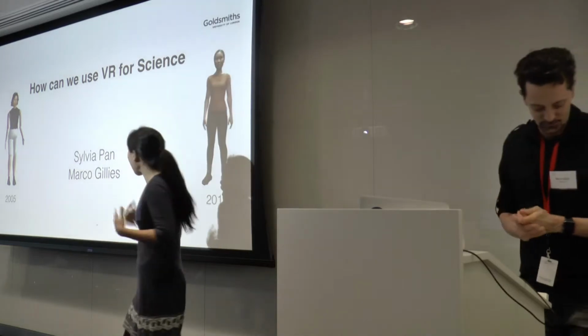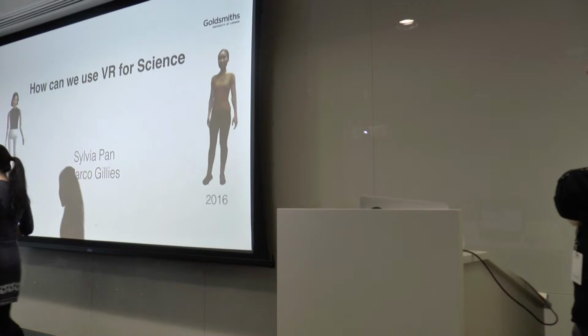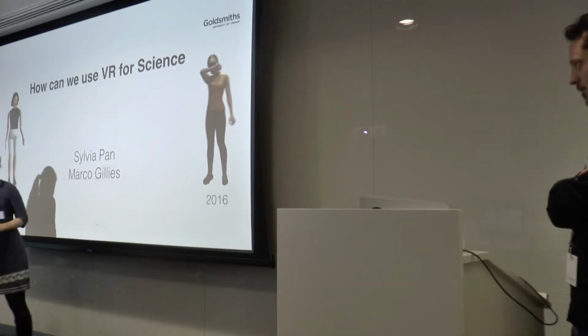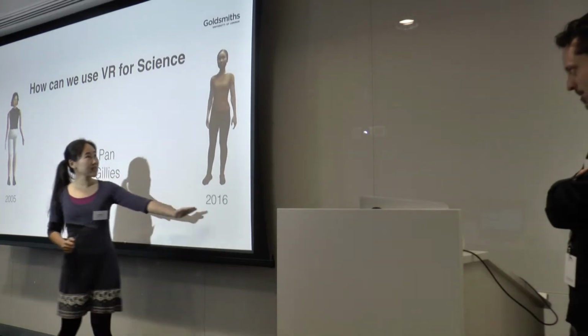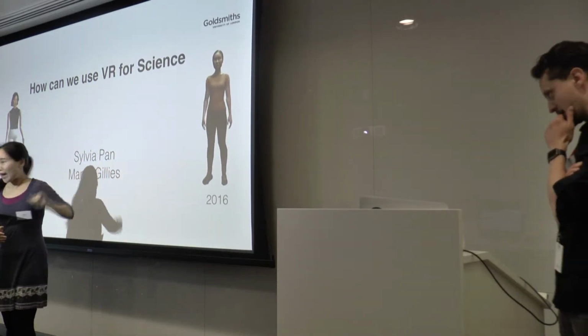So today I want to talk about how we can use VR for science, and why I want to talk about it. I started doing VR in 2005, and this is the very first virtual character I've ever created, of Christina. And fast forward 10 years later, 2016, this is a photogrammetry representation of myself. Ignore the hair, I didn't like that part.